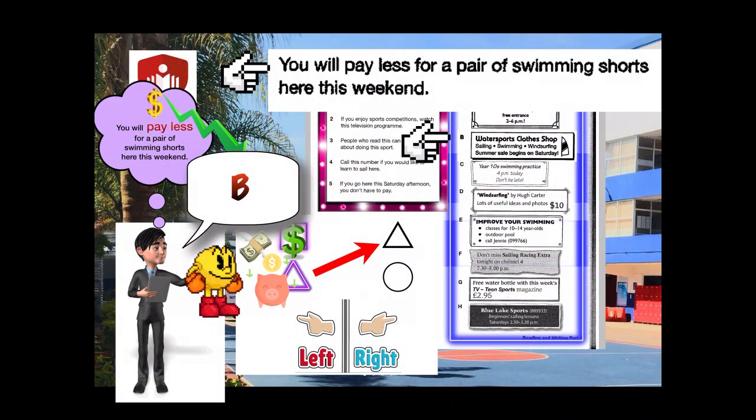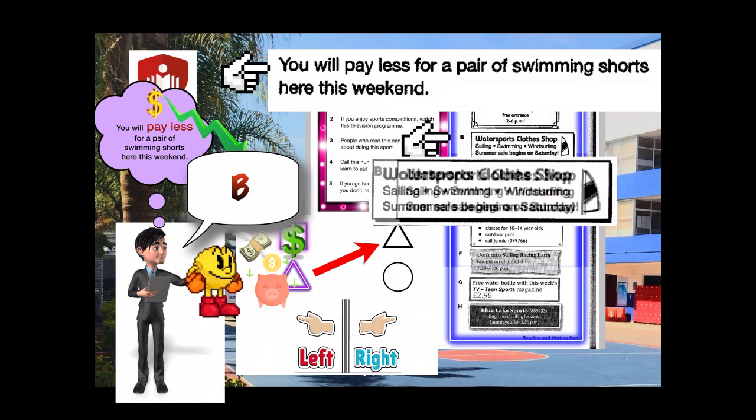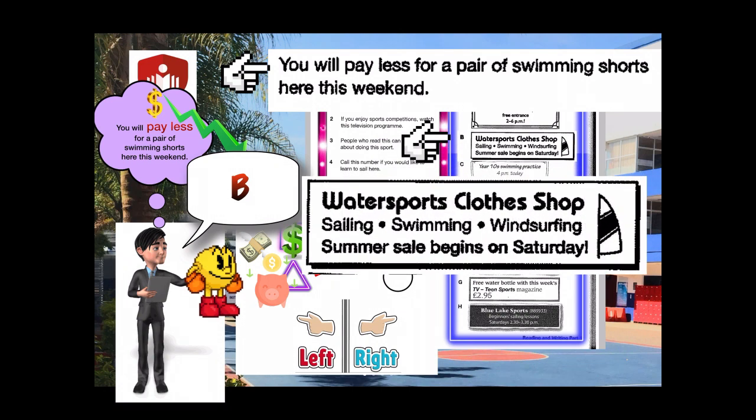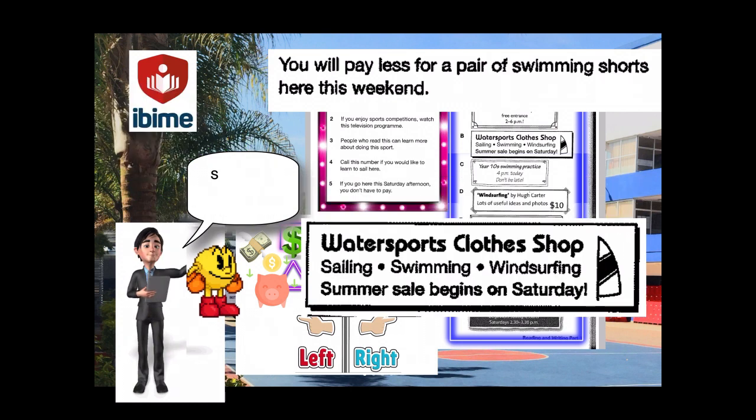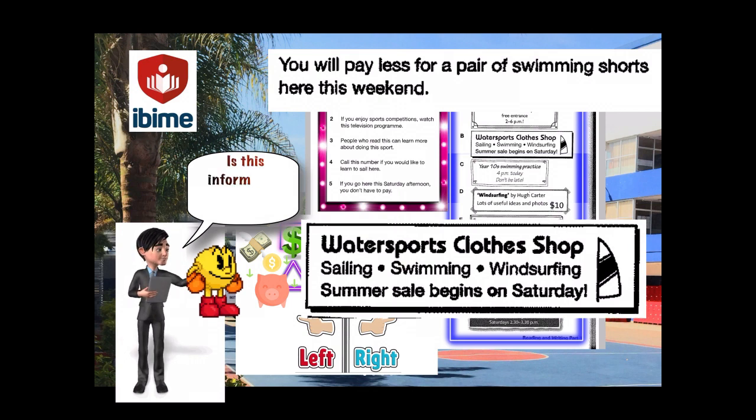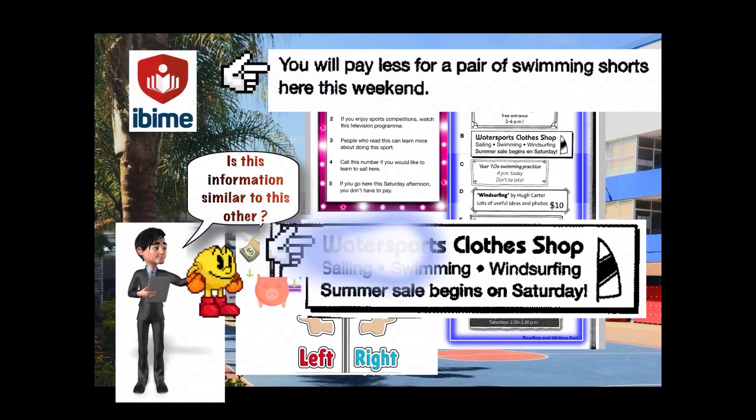Now, let's take a look at the sign B. Okay, sign B says, water sports clothes shop, sailing, swimming, windsurfing, surfing. Okay, that's the first part. The other part says summer sale begins on Saturday. Now, let's take a look at that information. The same question, is the information in the statement similar to this other? It doesn't look similar, right? But it has swimming also.